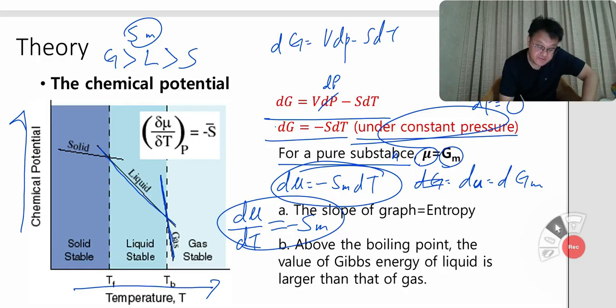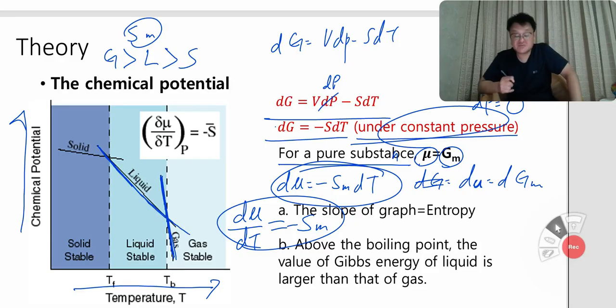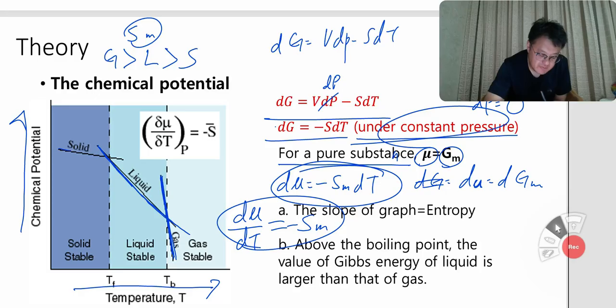So this curve is how the chemical potential of the gas phase changes as a function of temperature, okay? And this is very steep because the gas phase shows the highest entropy. Next one, this curve shows how the chemical potential of liquid changes as a function of temperature. Now, the curve is not that steep anymore. For the solid phase, the slope is actually almost nothing here.